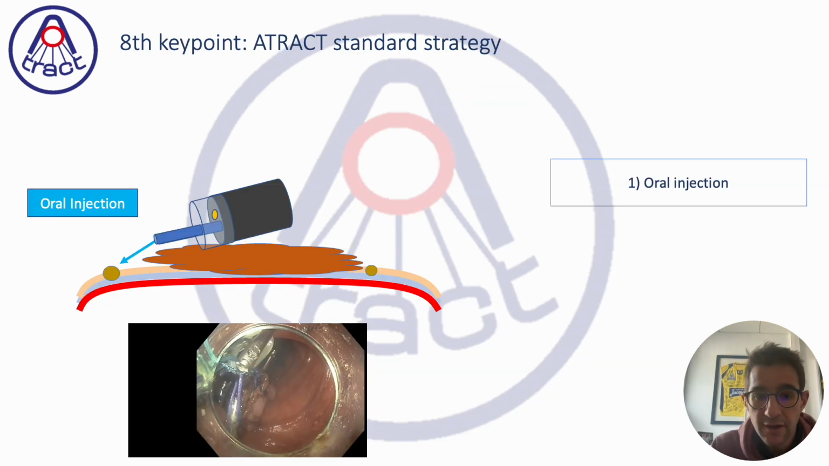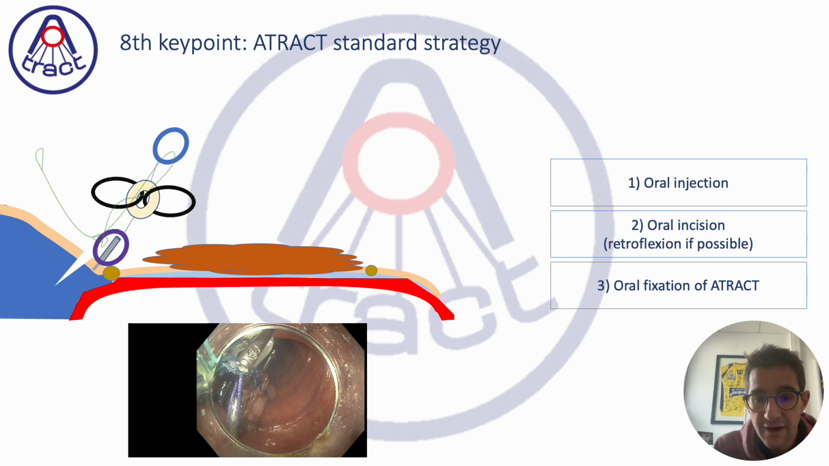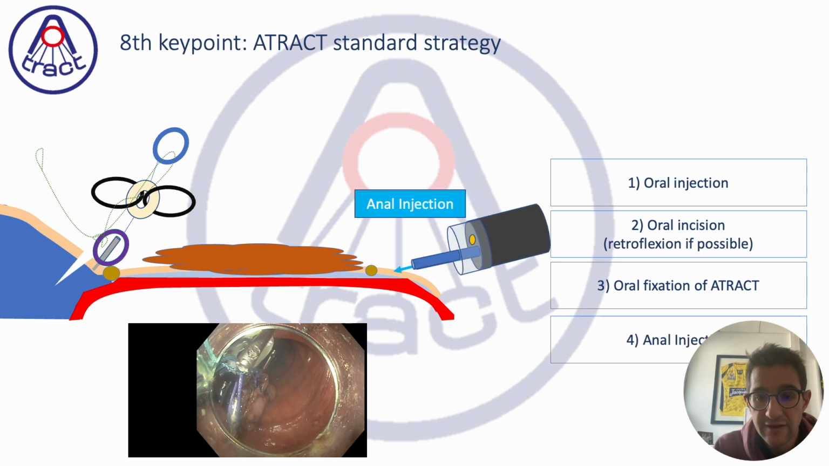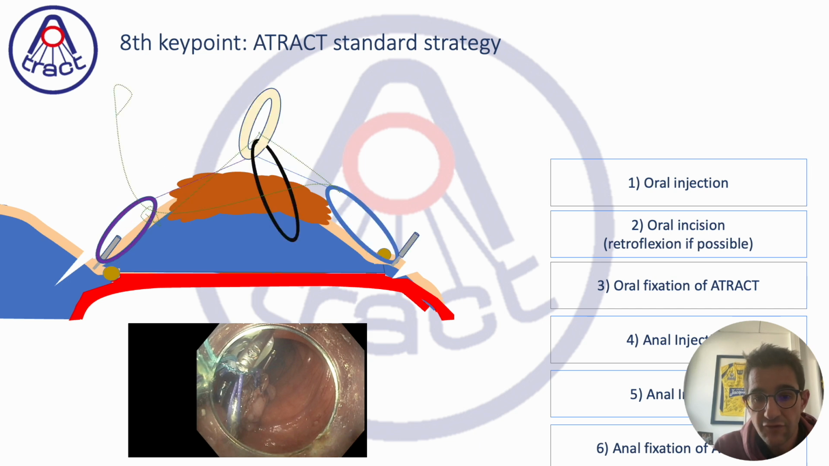And finally, my standard strategy will be oral injection, incision, in retroflexion if possible. There I will fix the Attract device on the oral edge. Then I will do my anal injection, do my incision, fix the device of traction on the oral edge and the two loops on the lateral edges.